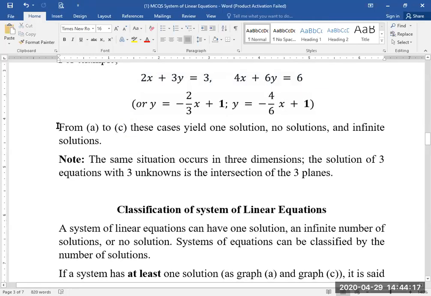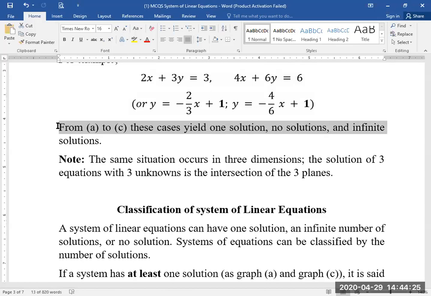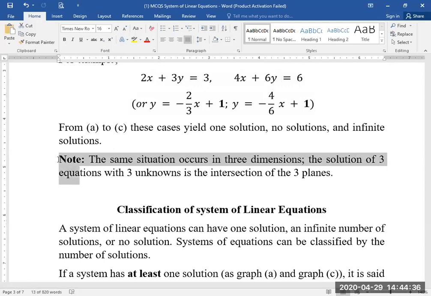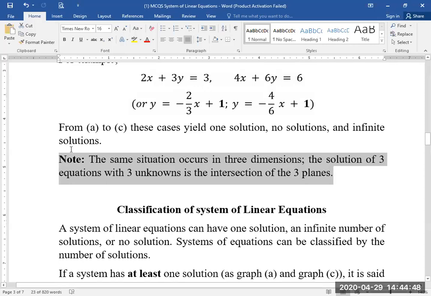From A to C, these cases yield one solution, no solutions, and infinitely many solutions. Note that the same situation occurs in three dimensions when there are three equations. The solution of three equations with three unknowns is the intersection of the three planes, if I consider planes in three-dimensional geometry. Okay, students, from A to C, I have mentioned here.